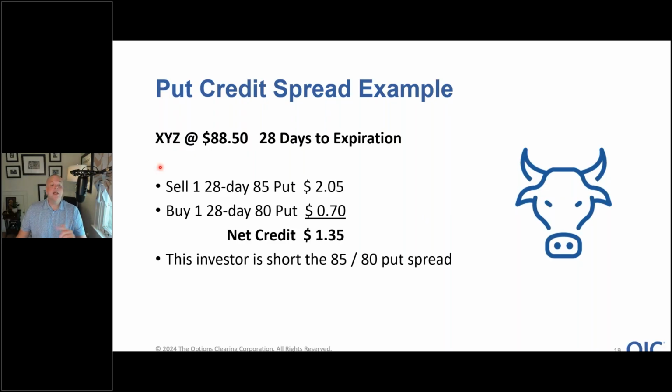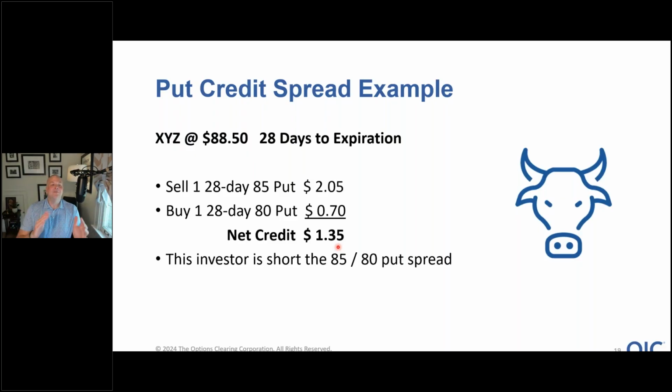So in this case, it's the 28-day 80-85 put spread. You're going to be selling the 85s for $2.05, and you're going to be buying the 80s for 70 cents. Net credit's $1.35. That's how much you're taking in. Again, the $1.35 stays in your account once you sell this spread. That part doesn't change. If you were to sell this, you are going to be what we call short the 80-85 put spread. Some people call it the 80-85 put spread. Some people call it the 85-80 put spread.